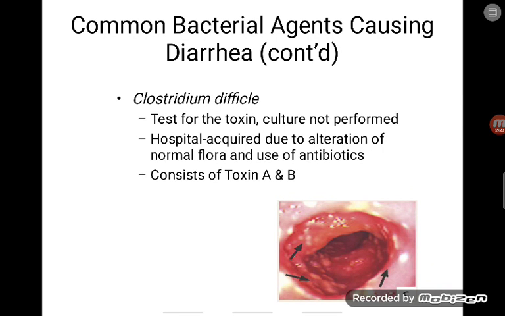Clostridium difficile is hospital acquired, due to alteration of normal flora from the use of broad spectrum antibiotics for extended periods. In diagnosing Clostridium difficile associated diarrhea, or antibiotic associated diarrhea, we test for toxins. Culture is not usually performed. This bacteria produces toxin. The toxin consists of toxin A and B, which are responsible for the infection.